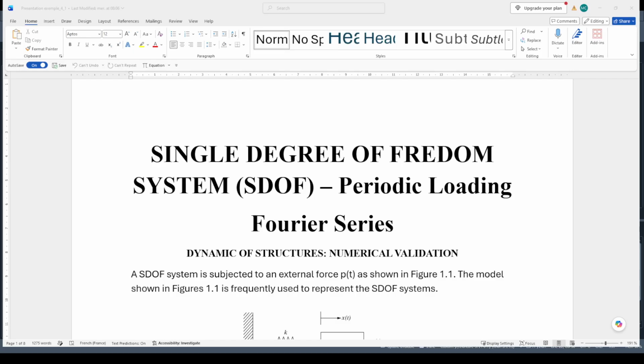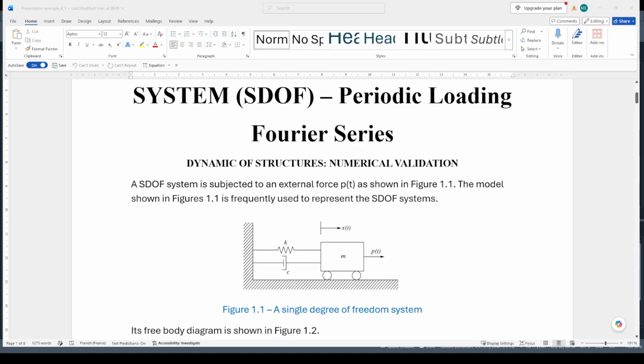Good morning. Today we will look at a single degree of freedom system using a periodic loading calculated with a Fourier series. In the last video we saw how to model the triangular periodic loading using the Fourier series.